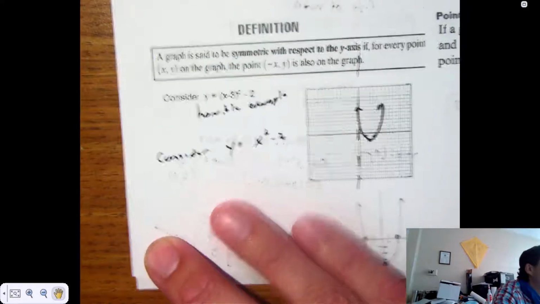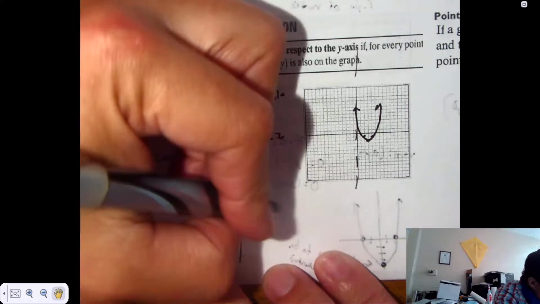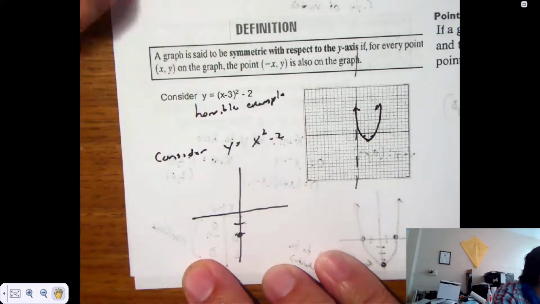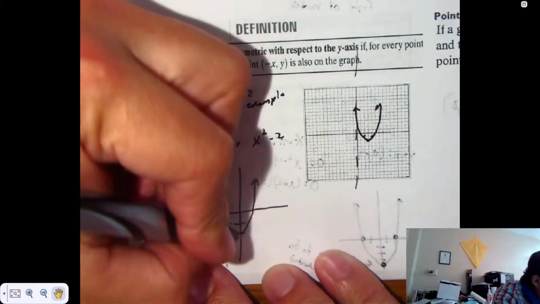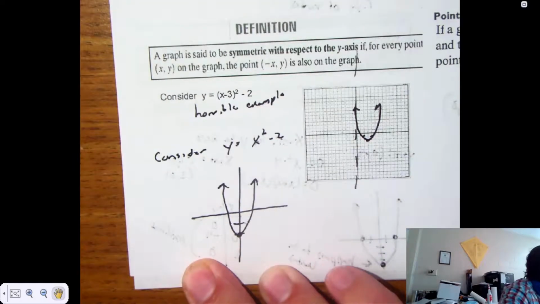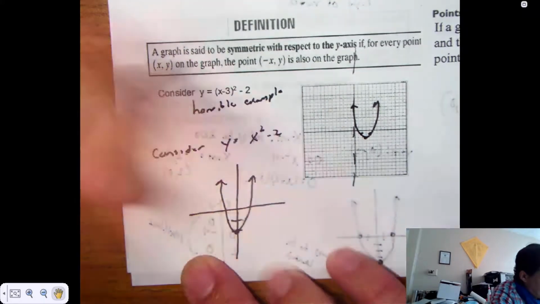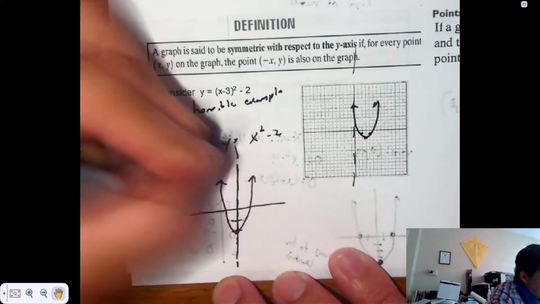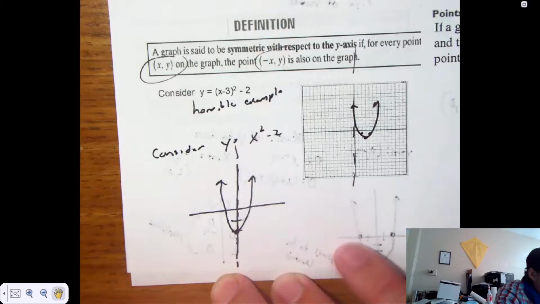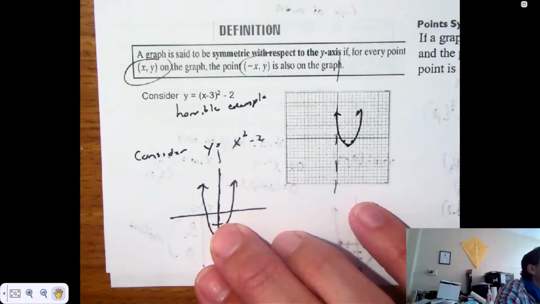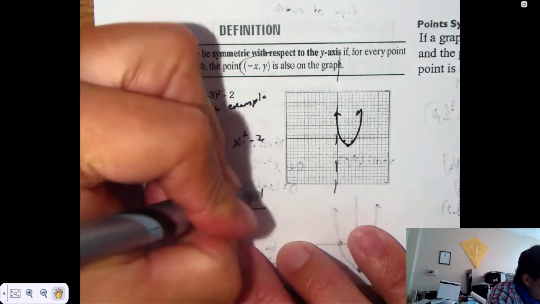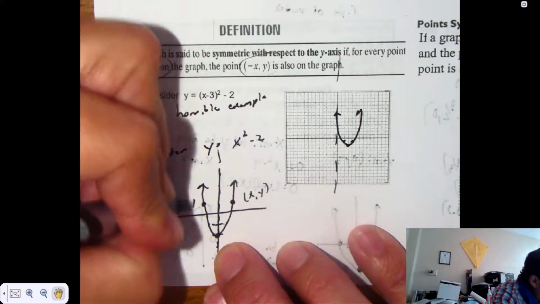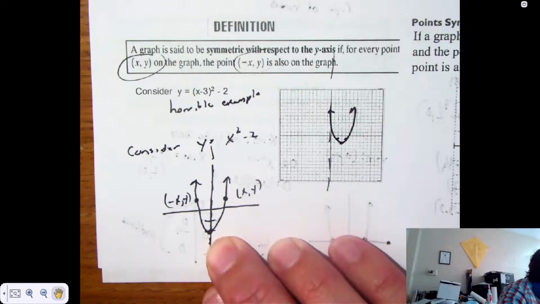Consider y equals x squared minus 2. That thing is just going to fall 2 units on the y-axis. It's going to look like that. Does that have y-axis symmetry? Yes. And they do have some function rules, which we're going to rewrite in a little bit. They're coming up. But it's saying that for every positive x, y, you happen to have this negative x, y on the graph as well, because of distance concepts.